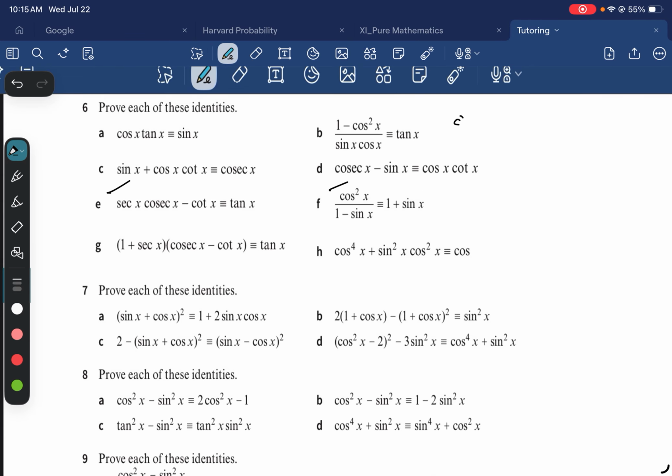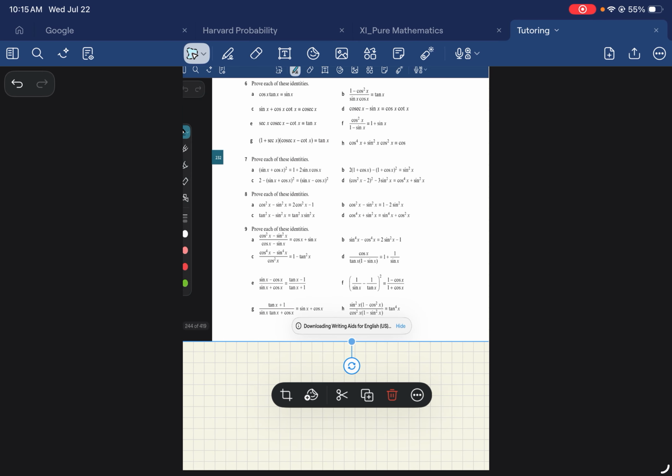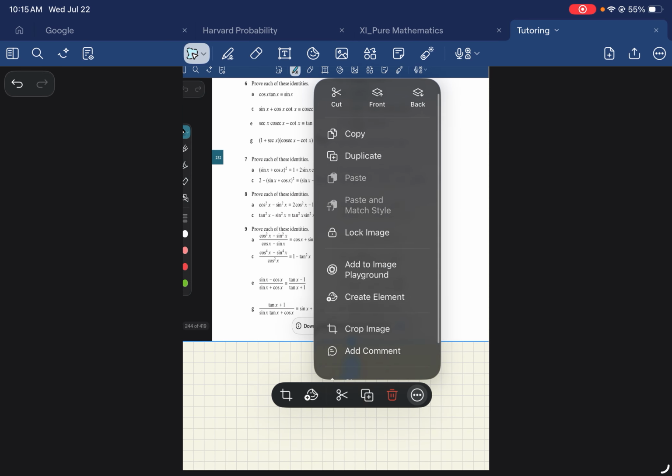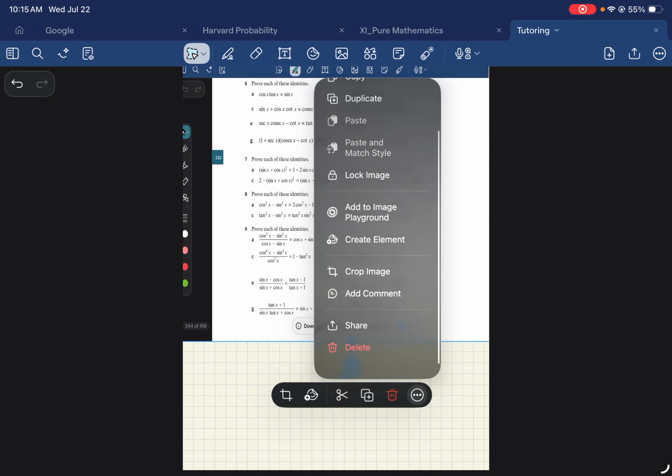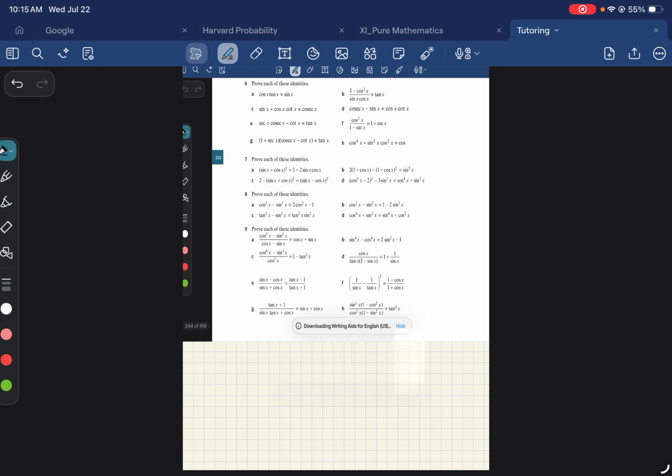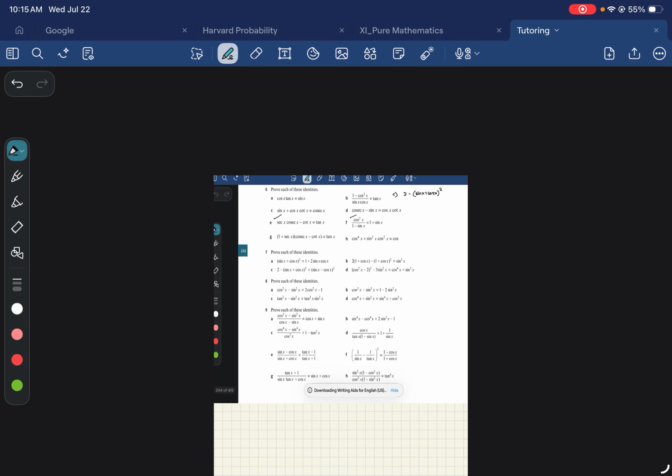So we have 7c, which is 2 minus squared. I think this is the left. Is there a way to lock this? Let me think. Oh yeah, we can lock images. Okay, I'm figuring it out today.